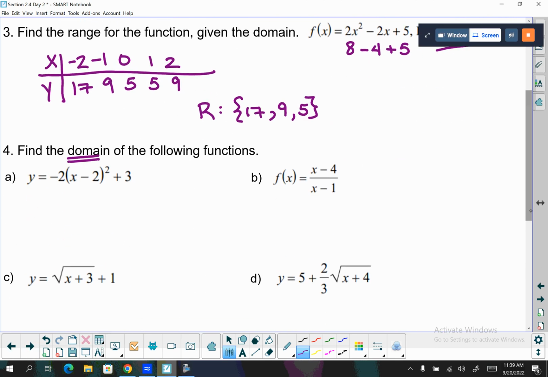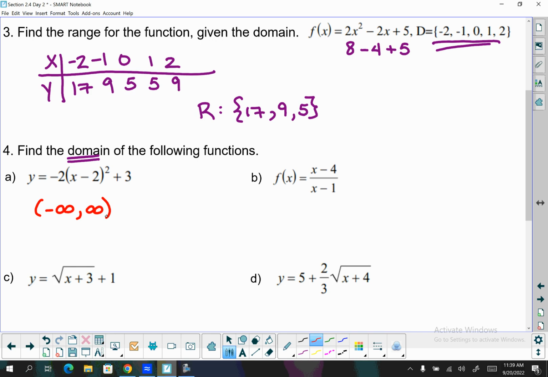Okay. So let's look at letter A. Two things I'm looking for. Do I have a denominator in this problem? No. Do I have a square root in this problem? No. So am I going to have any domain restrictions? No. So my answer is what? Negative infinity to infinity. Those are the easiest ones. No denominator, no square root. Your domain is all real numbers. Now, if you wanted to think about the graph of this, that's a parabola. The graph of the parabola, imagine any parabola opens up or down. It's going to go forever left and right.